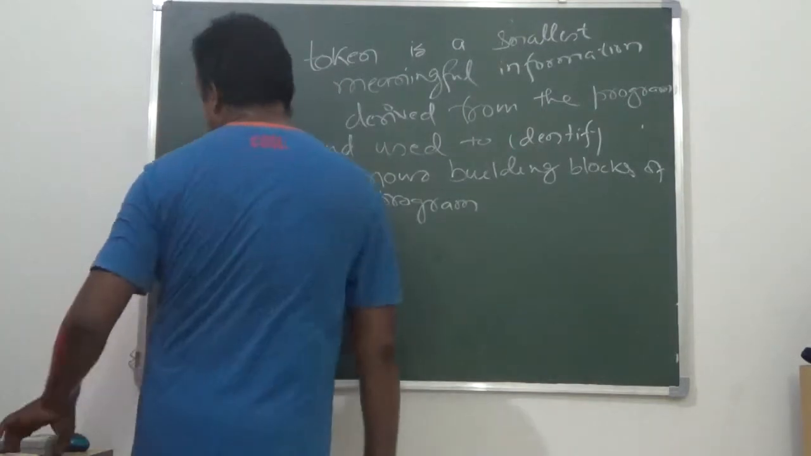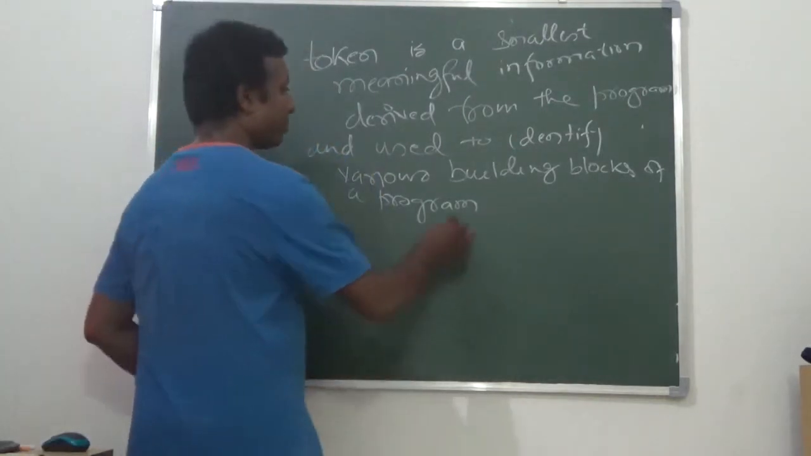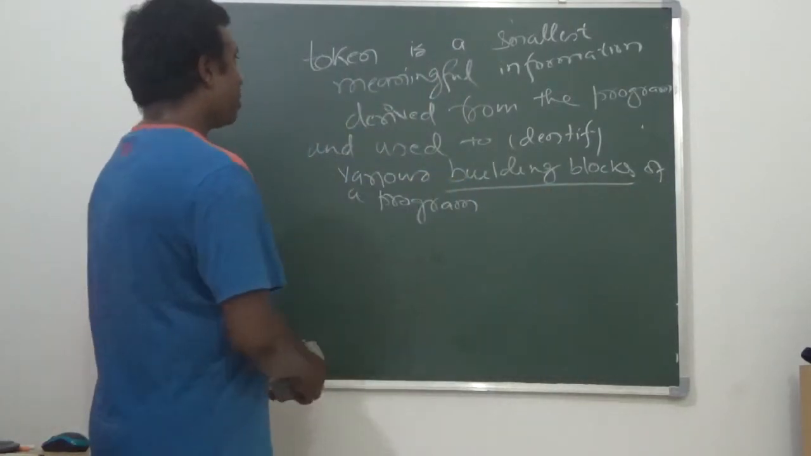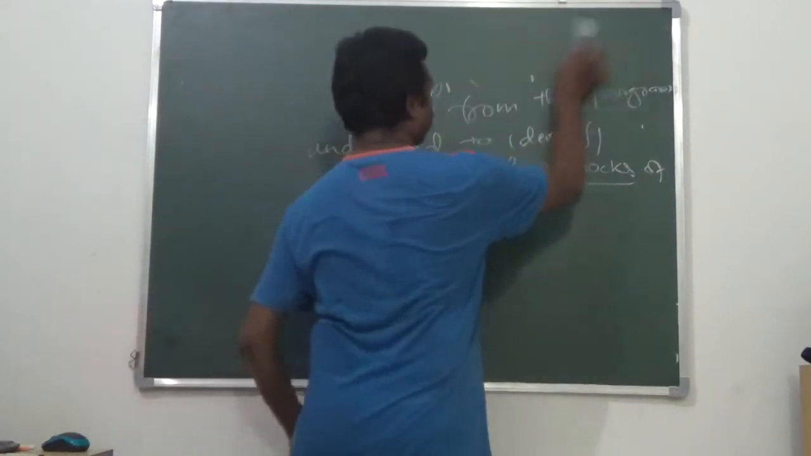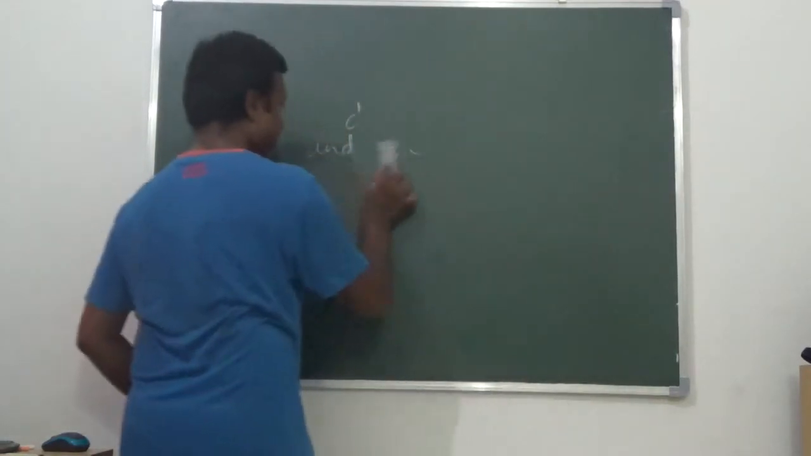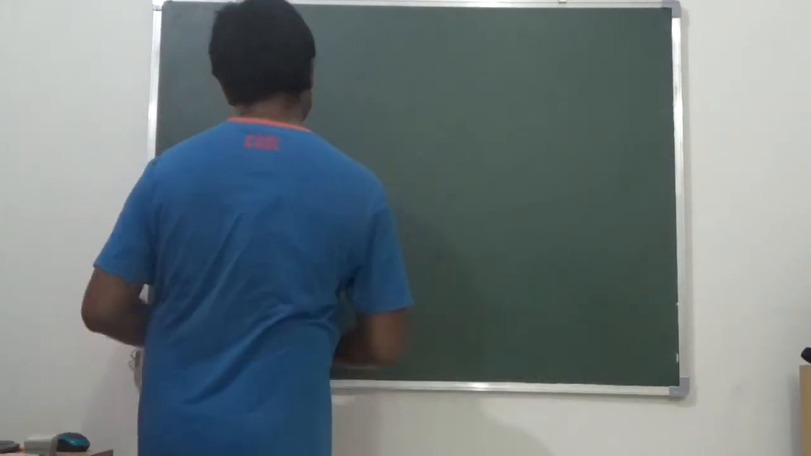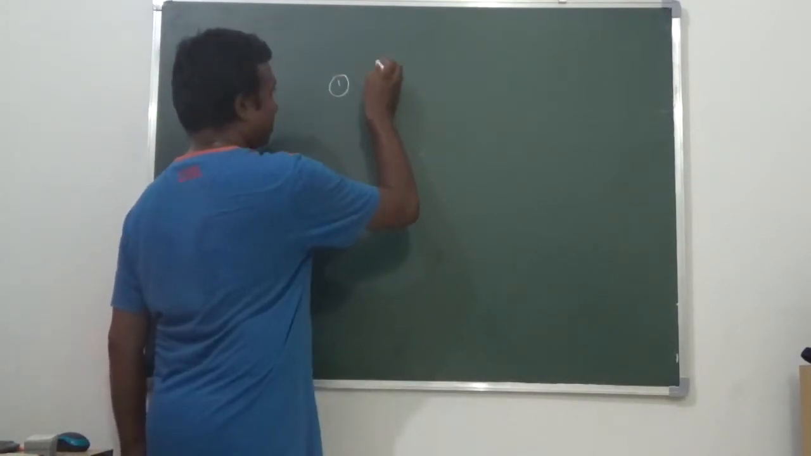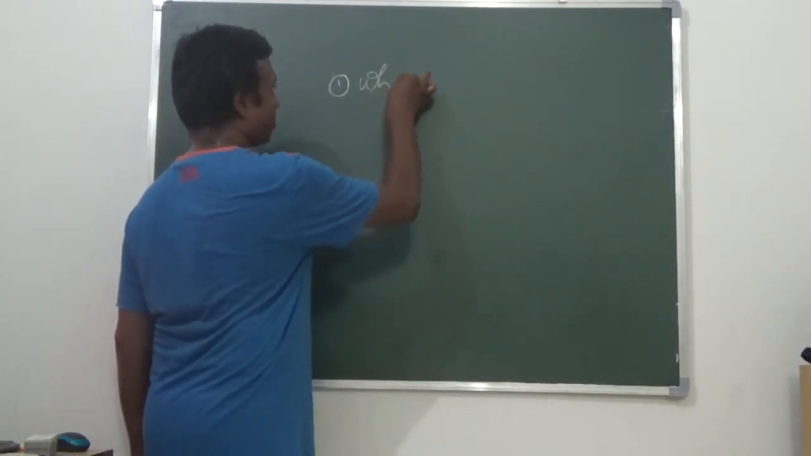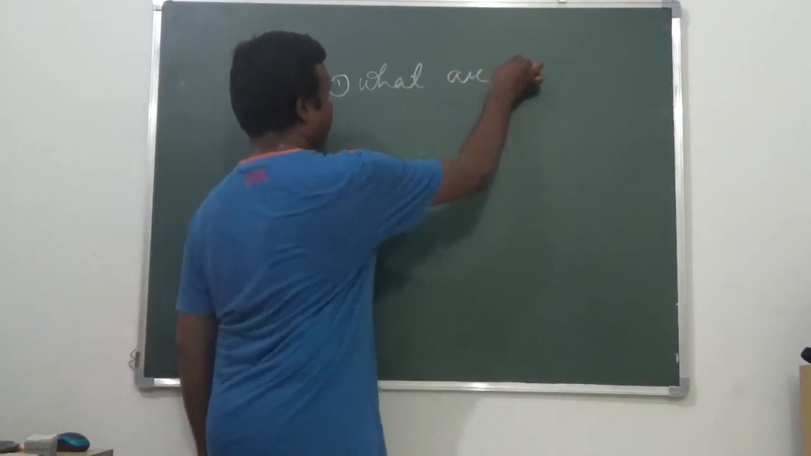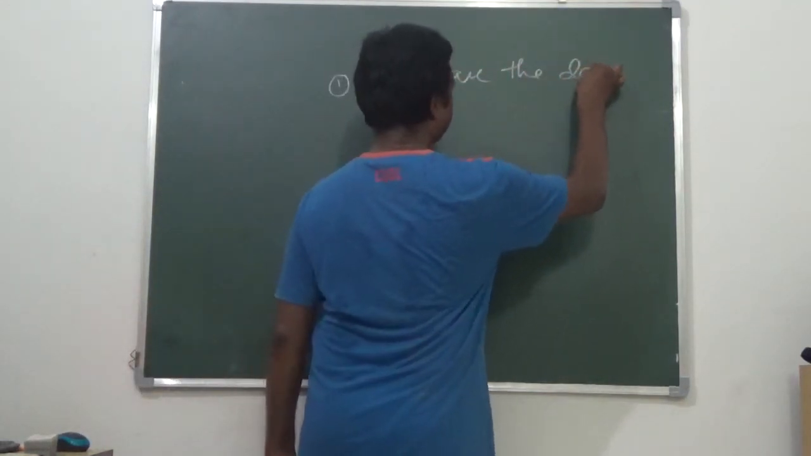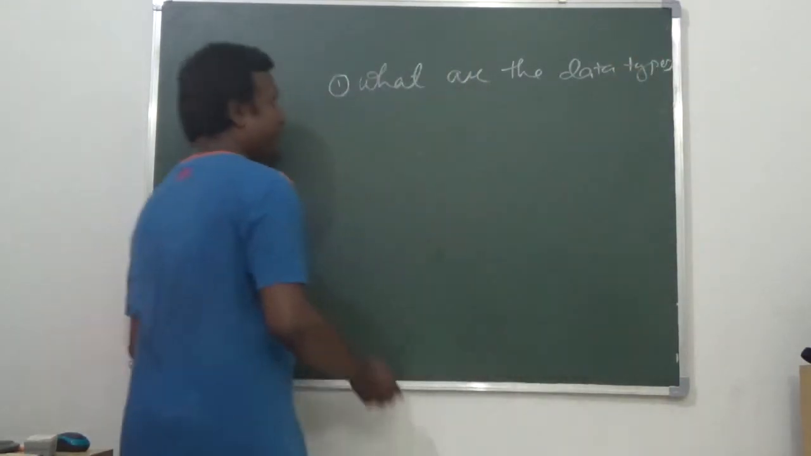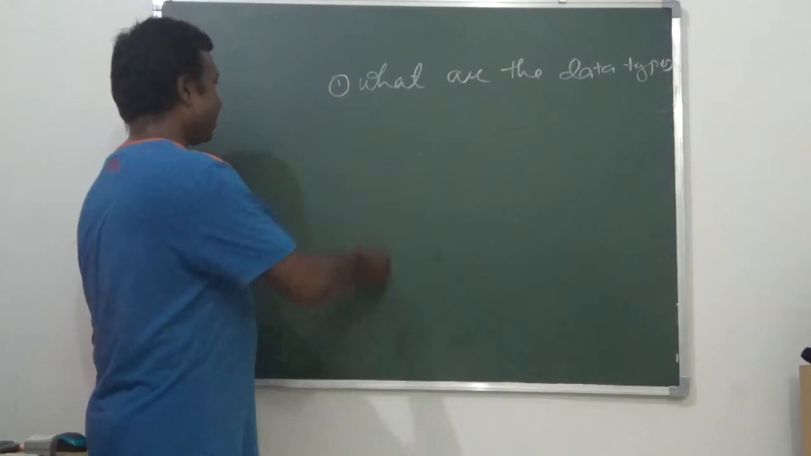Now, what are the building blocks of the program? What are we going to identify here? We are going to identify these points. The first point is: what are the data types available in the program?